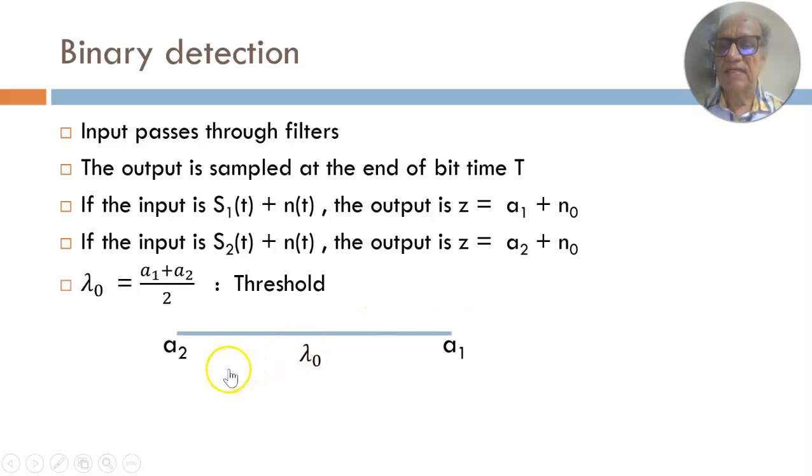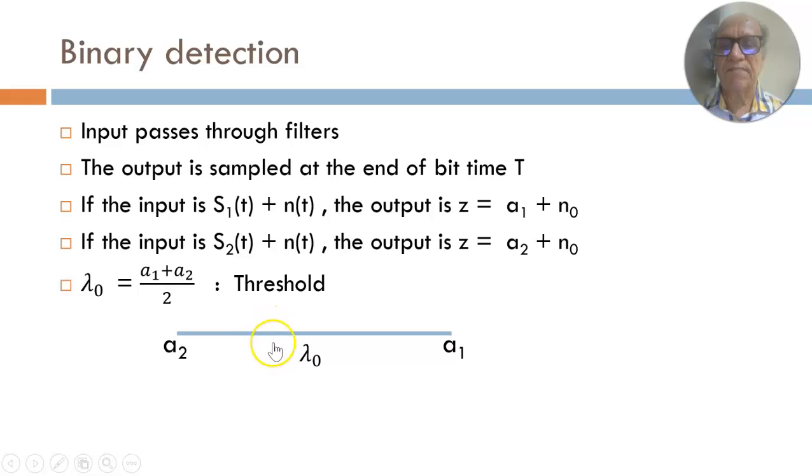So if we look at this pictorially, this is the A1 value which is greater than A2. Z may lie anywhere, but as long as it is greater than lambda 0, that is greater than the threshold, we conclude that S1(t) was sent. Now suppose S1(t) was sent, but because of the noise, Z is not above lambda 0 but below lambda 0. Z is somewhere here. Then you will conclude that S2(t) was sent, whereas actually S1(t) was sent.